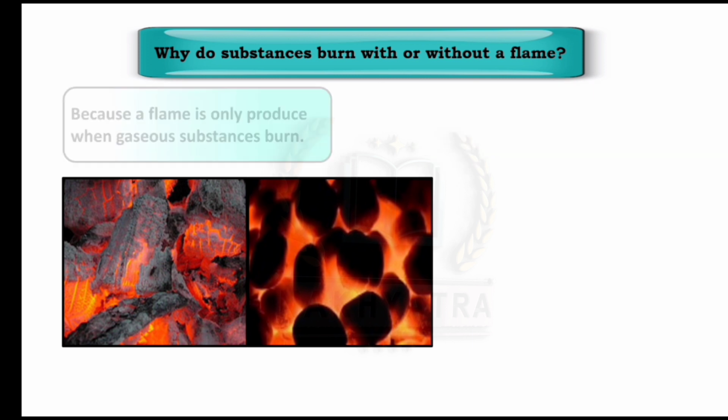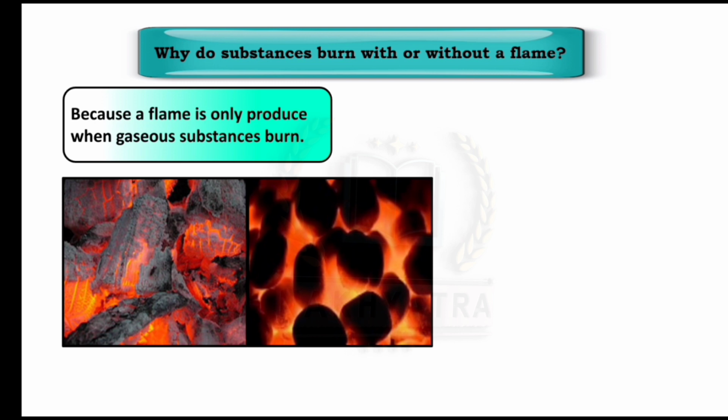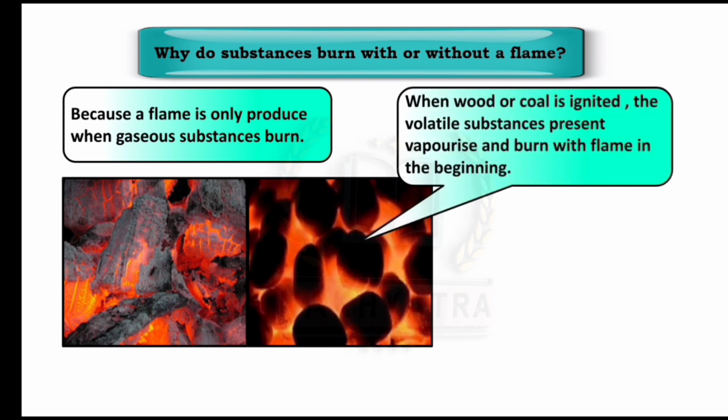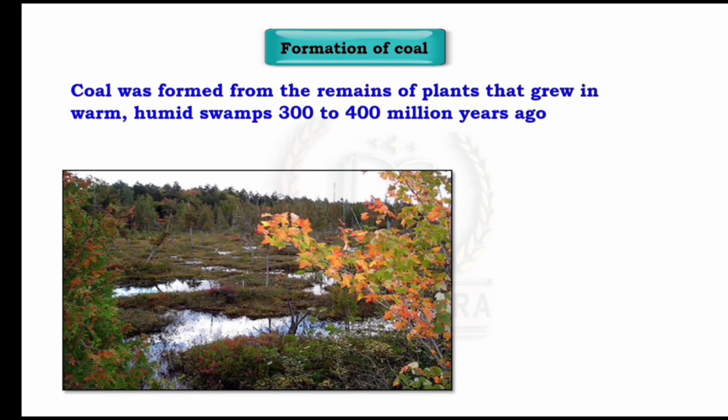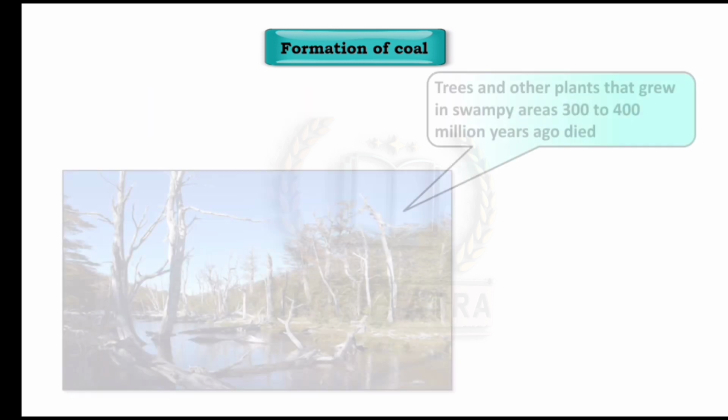So this is because a flame is only produced when gaseous substances burn. When wood or coal is ignited, the volatile substances present vaporize and burn with a flame in the beginning. Alright, now next see the formation of coal. Coal was formed from the remains of plants that grew in warm humid swamps 300 to 400 million years ago. So here humid swamps means the wet areas, wetlands you can say.